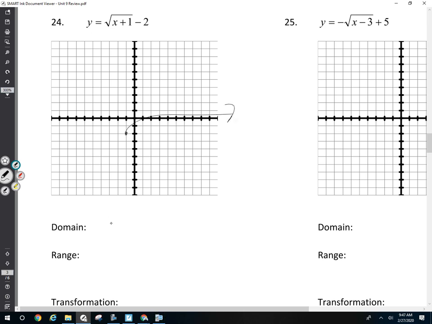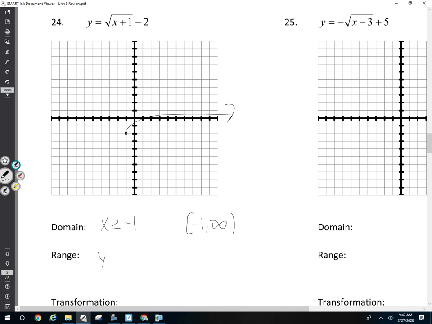The domain now is all my x's that are bigger than or equal to negative 1. I've shifted everything to the left 1, so subtract 1 from 0. That's going to be from negative 1, including negative 1, to infinity, instead of from 0 to infinity, which was my previous one.